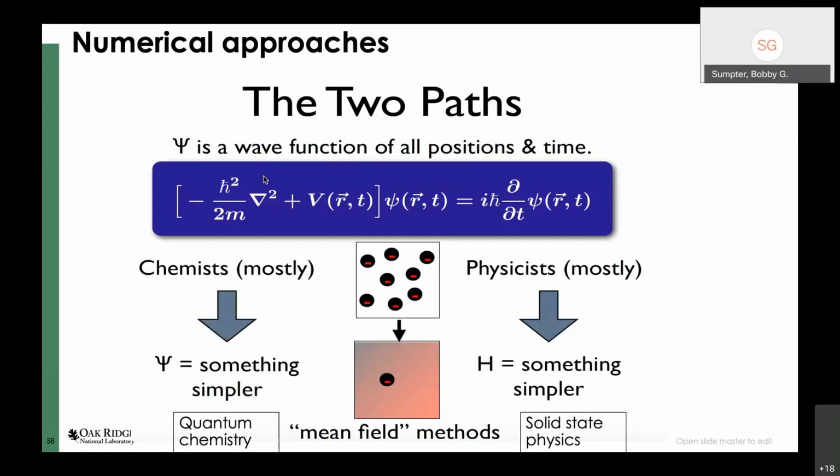So there have been two major paths to solving this set of equations in various different approximations. The chemists typically try to work with the wave function and come up with better and better approximations to get the wave function. Physicists typically try to develop more accurate Hamiltonians. Both are solving the Schrodinger equation and both give you results that are complementary. But there is a large set of ways to approach this.